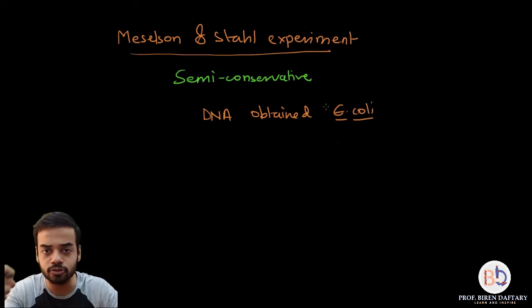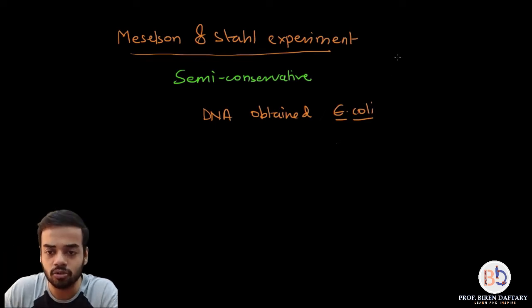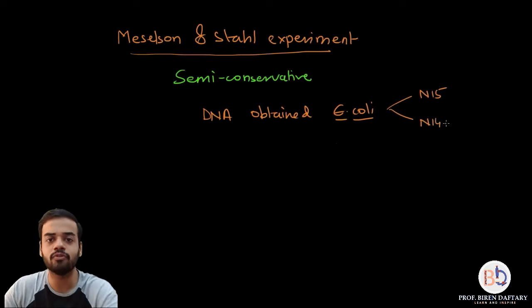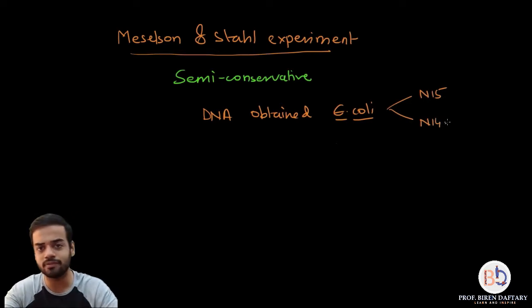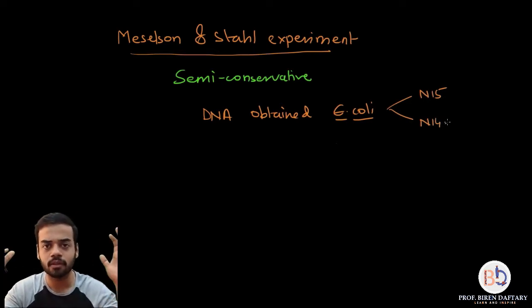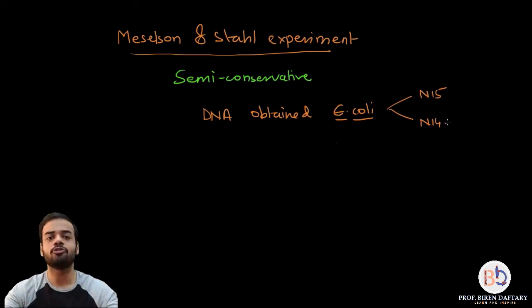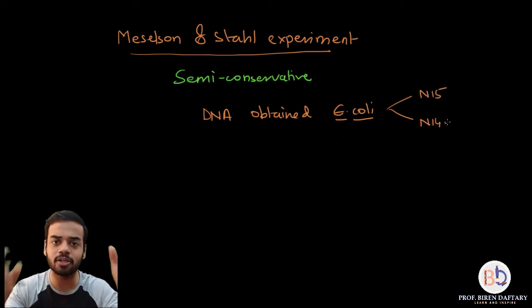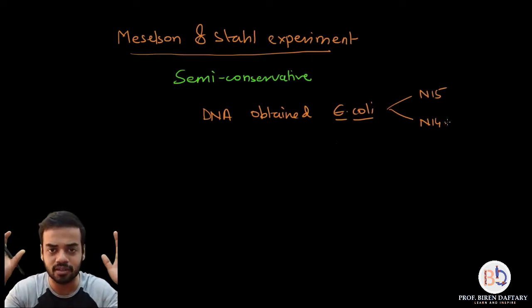E. coli was used for this experiment, and they were grown in two types of mediums, correct? They were grown in N15 medium and N14 medium. These are the two isotopes. N15 is the heavy isotope of nitrogen, and you know that during replication, obviously, nucleotides are required. So the DNA growing in that particular medium will take up that nitrogen, because nitrogen is present in the nitrogen base, correct?